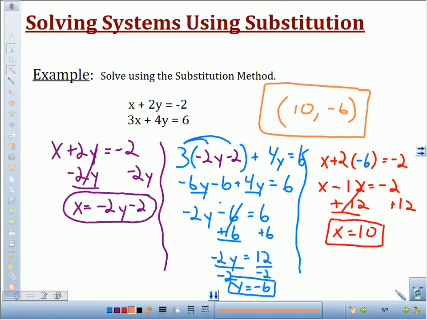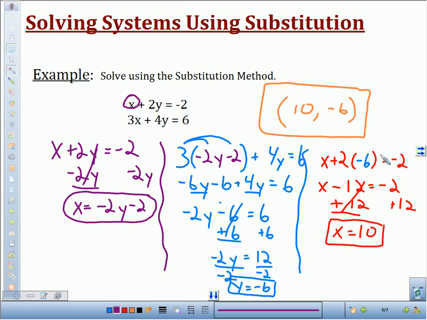Alright, here we go. Now you can see I chose to solve for this x because it looked like the easiest one to solve for. All I had to do was subtract 2y. I got x equals negative 2y minus 2. I plugged that into my second equation wherever I saw x. So I had 3 times negative 2y minus 2 plus 4y equals 6. Distributed, combined like terms, and I got y equals negative 6.